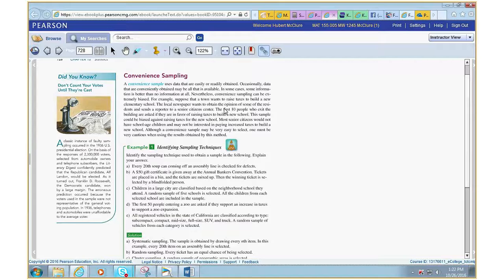So name where you work. Bilo. Let's say you work at Bilo. How many people in there like to eat? Probably a lot of them. Since they're buying food, all right, that would be a convenience sample.